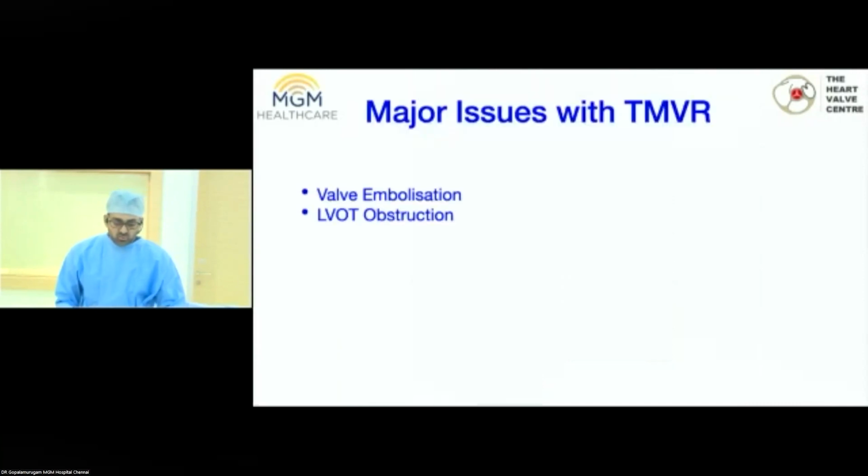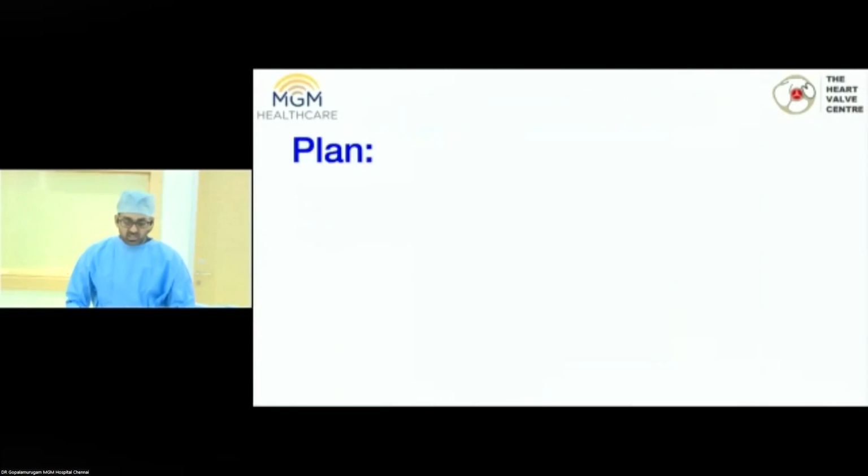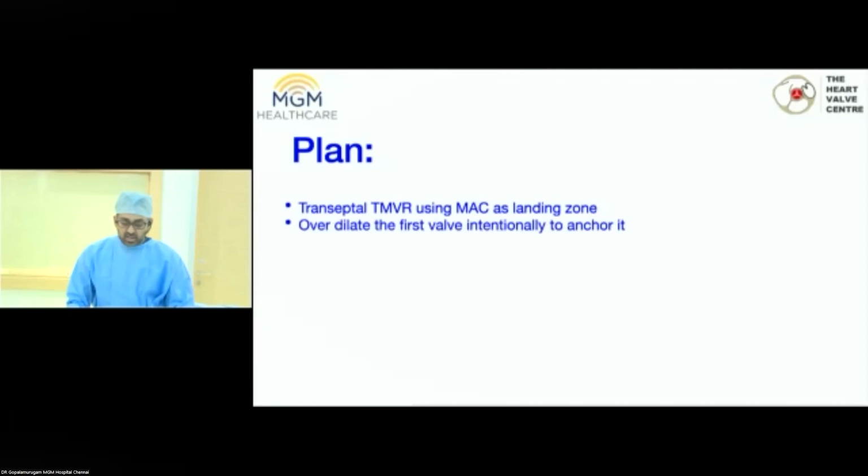So the major issues were valve embolization, LVOT obstruction, significant PVL, but the patient had no other option. She was not a surgical option and pretty much prohibitive risk. So we decided to do a TMVR using MAC as a landing zone. The plan to prevent embolization was to intentionally overdilate. And of course, LVOT obstruction is going to happen.